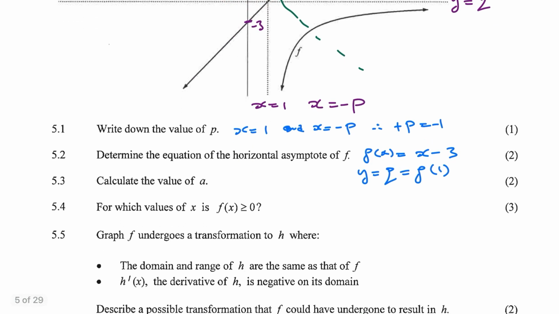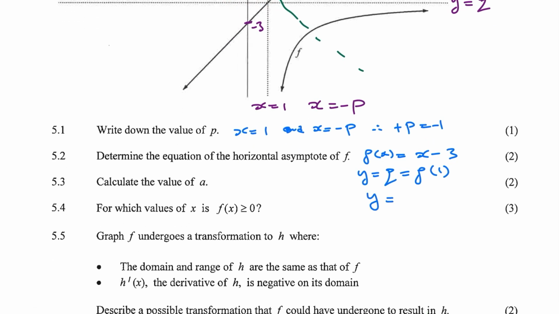And so how do you get your answer? y is equal to, where there's x, we just put 1, so it's going to be 1 minus 3.